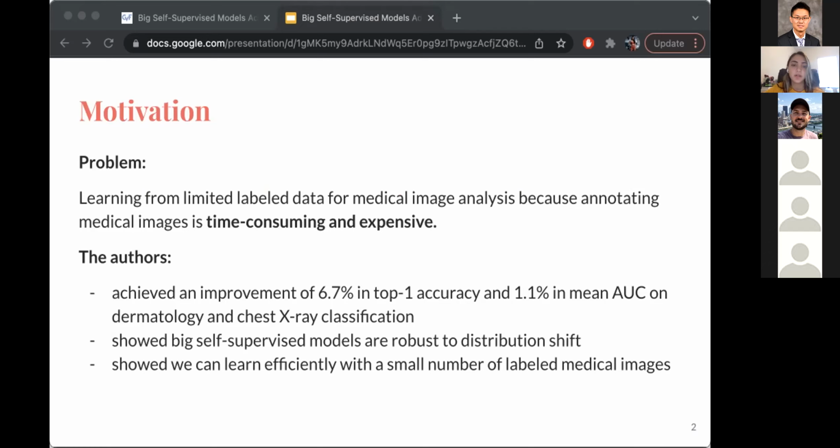And with this paper, the authors were able to achieve an improvement of 6.7% in the top 1 accuracy and 1.1 in the mean AUC under the dermatology and the chest X-ray classifications. And in the paper, they're showing that the big self-supervised models are robust to distribution shift. And they also show that we can learn efficiently with a small number of labeled medical images.